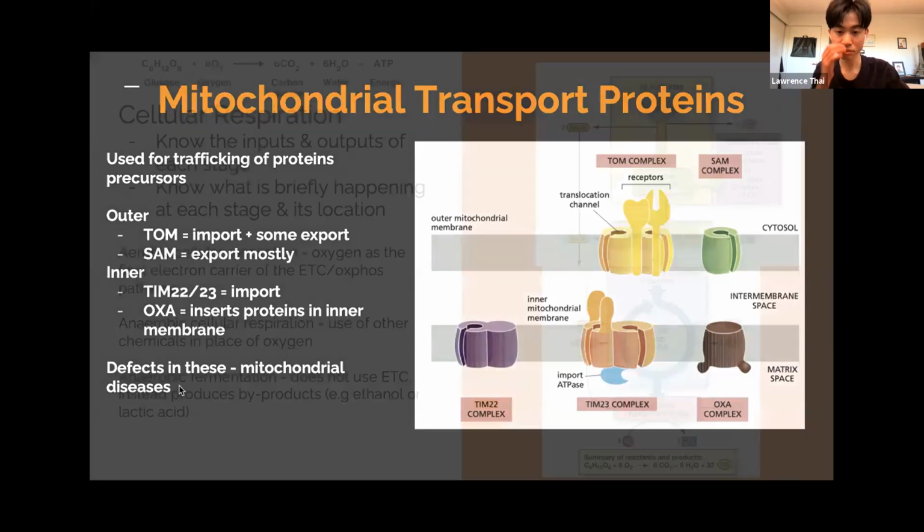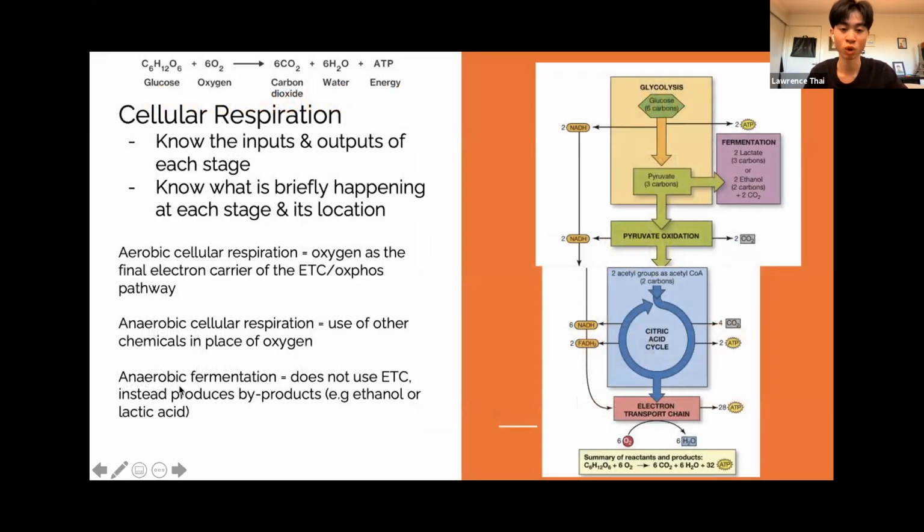All right, so we're going to go through cellular respiration. Literally every single year I have to relearn this, but pretty much just the basics. We just need to know the basics of aerobic respiration as well as fermentation. And I want you guys to know the inputs and outputs of each big step.